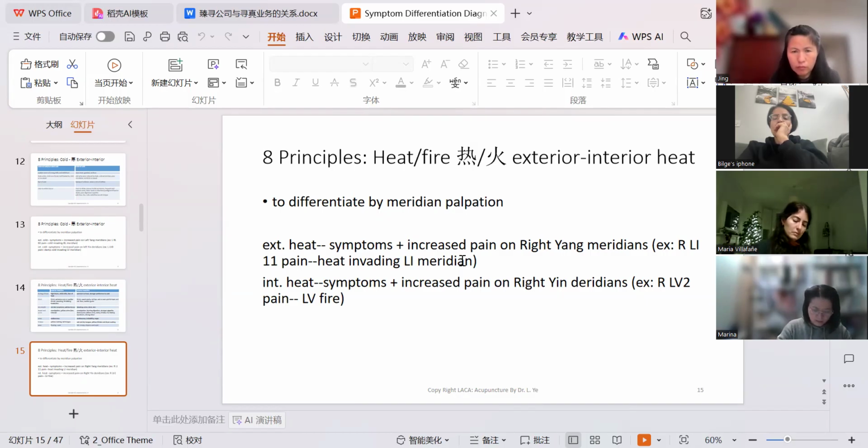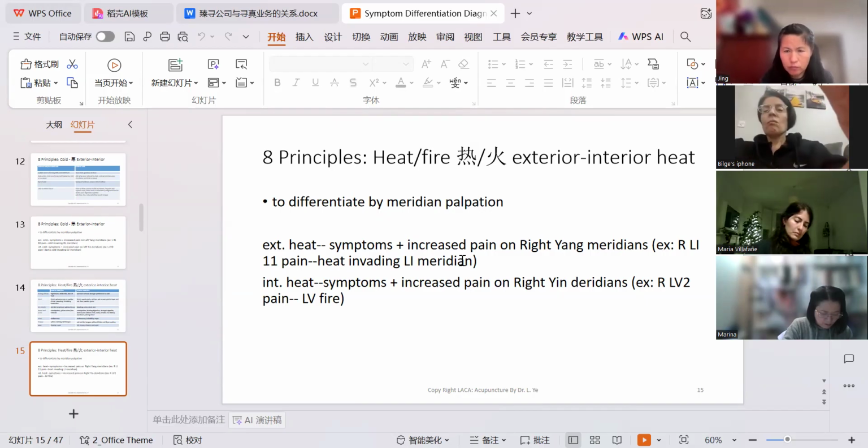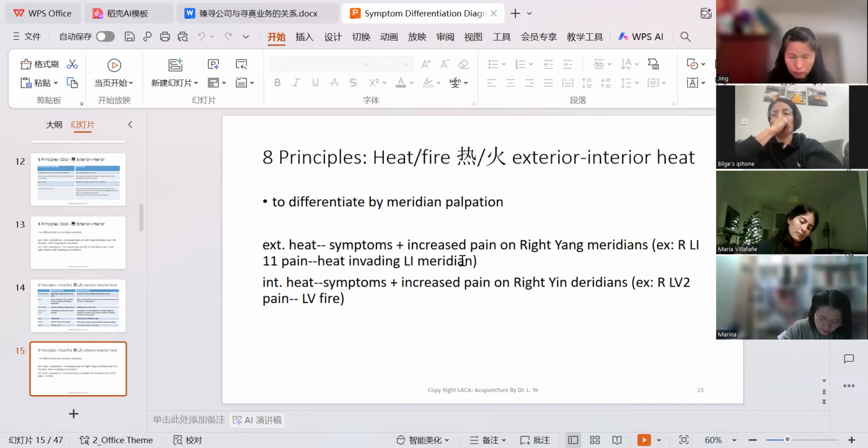This happens for people, for example, when you start to have a fever and a sore throat, especially in the winter time, since summertime is more like cold symptoms or flu, and the person has a very sore throat. And then you check, oh, large intestine 11, very painful. Then you can do a clockwise massage on that point, that can release the pain. Then you know, okay, this is wind heat, or heat invading the large intestine meridian.